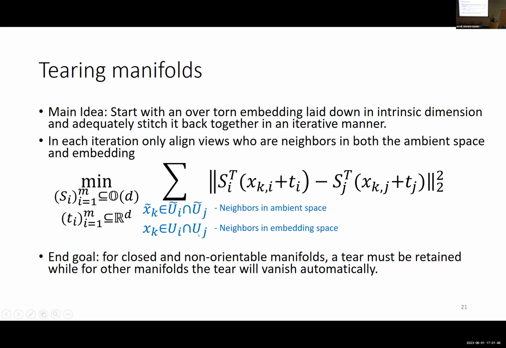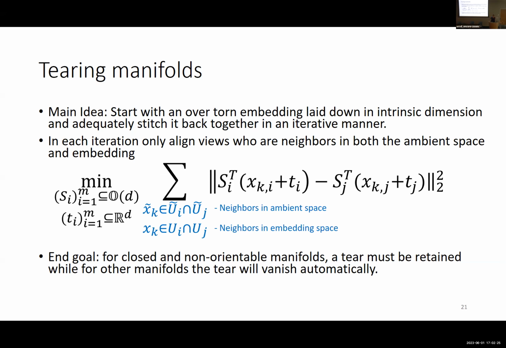And one of the things that we enable in this technique is that we can tear a manifold apart so that we are embedding it in its intrinsic dimension, so that we are not squashing it, but rather we are tearing it and flattening it as we would an atlas of the Earth. So the way we do that is that we set up this global alignment problem so that we are trying to find orthogonal transformations, so rotations, of the points on the overlaps and translations, but only for points that are neighbors both in the ambient space and in the embedding space.